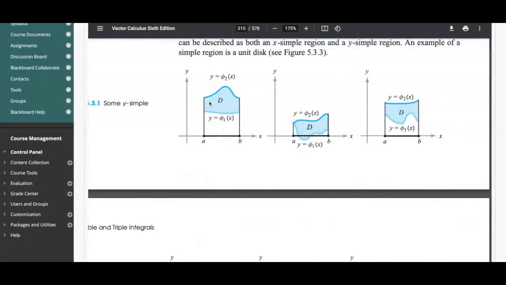So basically, we can see from these pictures. These are called y simple. Y simple means in the y direction, the lower limit and upper limit of the integration are functions of x. So the value of y depends on x, so that's a dependency here. In the x direction we can set up from a to b, which are numbers. But in the y direction the lower limit is phi 1 of x and the upper limit is phi 2 of x. So we call this a y simple region.